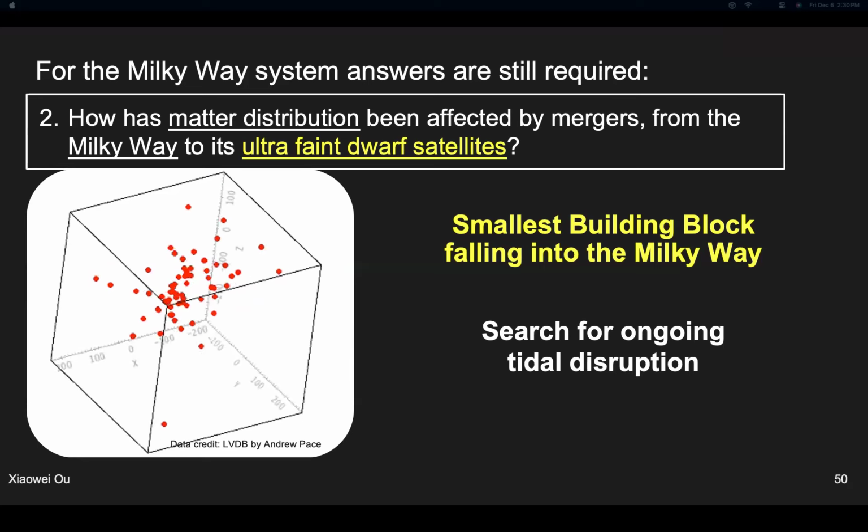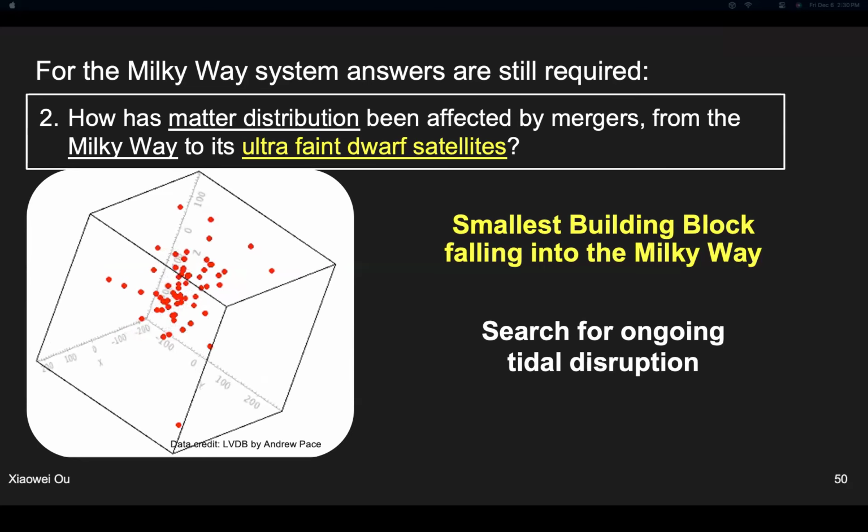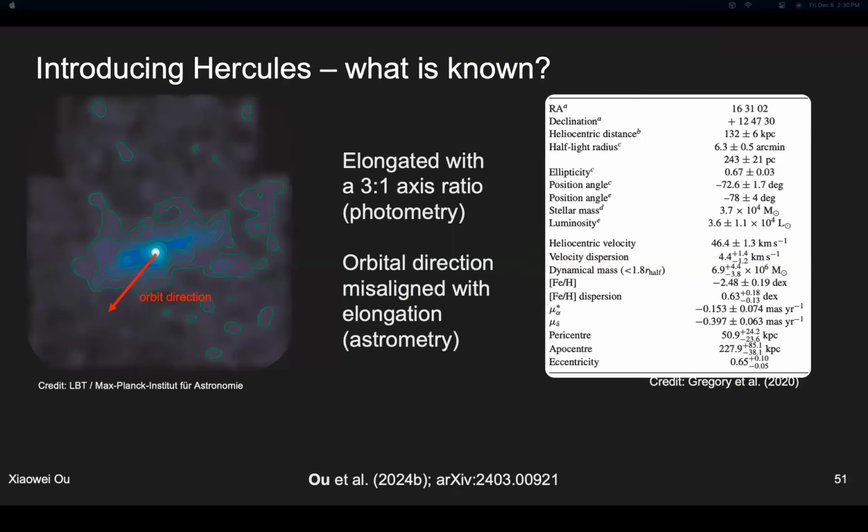Of all these UFDs, we've picked one for a case study, namely the Hercules UFD. I have some of its basic information listed here, but this system is of particular interest to us because of its elongated shape in the sky. Instead of being roundish, this system has roughly a 3-to-1 axis ratio, indicating it may have been undergoing tidal disruption, but all the previous studies have failed to find any conclusive evidence of tidal disruption.